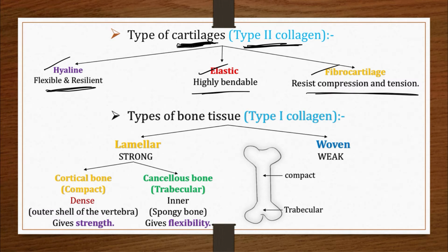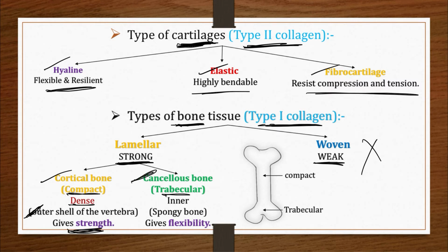After cartilage, let's talk about the bones. Bones have type 1 collagen. How to memorize this? Osteoclasts cut or break the bone. So break the bone, B1. 1 means type 1 collagen. We have lamellar, the strong one, and the woven, the weak one. Woven bones are either pathologic or immature, so forget about this. Now talk about lamellar, the strong one. We have cortical, the compact, the dense part, like the outer shell of a vertebra, that gives strength to the bone. Also the cancellous bone, the trabecular, the inner part, the spongy bone, that gives the flexibility.